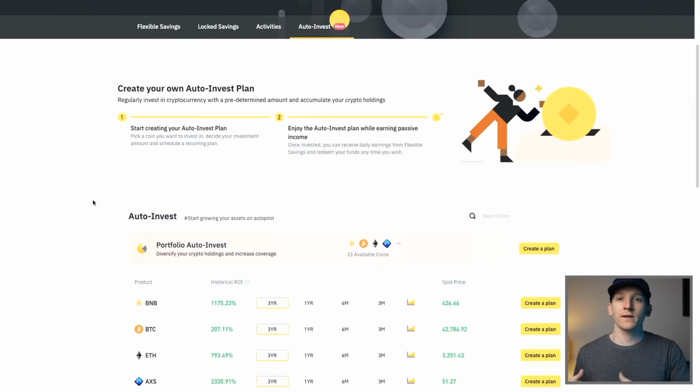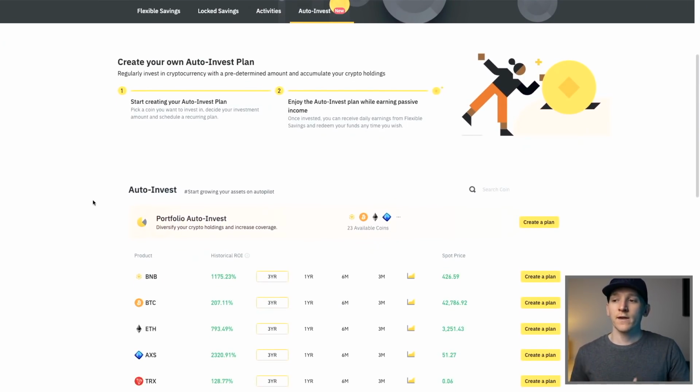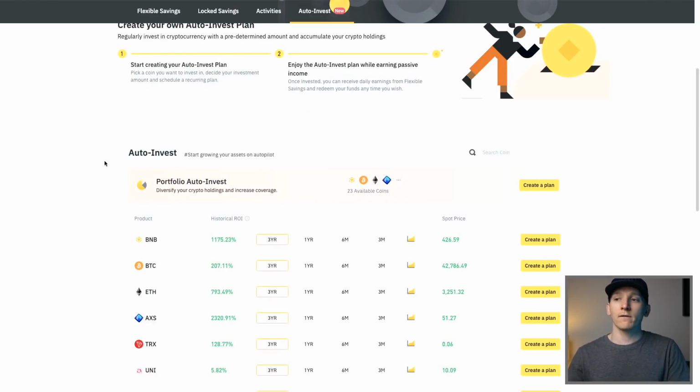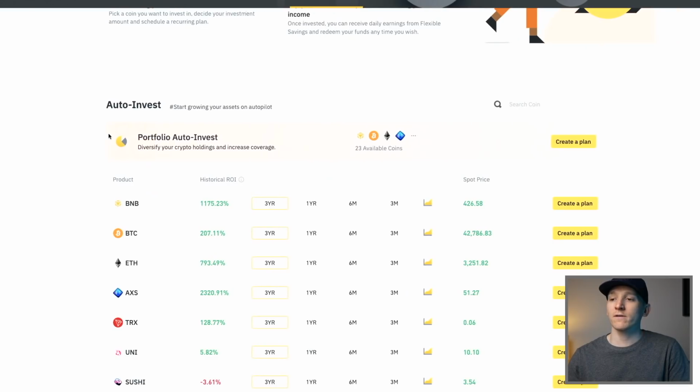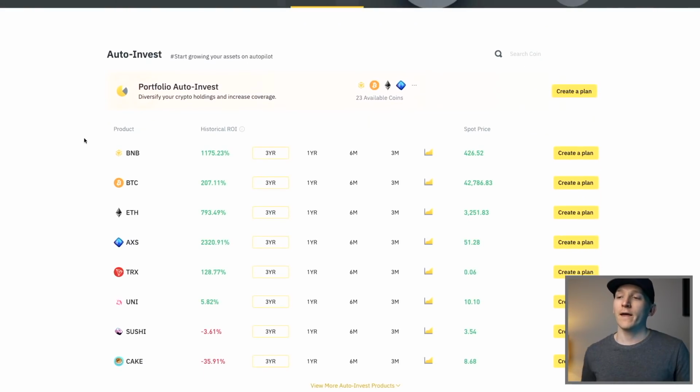So what exactly is auto invest? Well, it lets you set up an investment plan over a period of time and just automatically buys the cryptocurrencies you want at set intervals. So pretty simple. And essentially what auto invest is doing is executing a strategy called dollar cost averaging. So that is when you just buy something at regular intervals, regardless of the price over the long term.